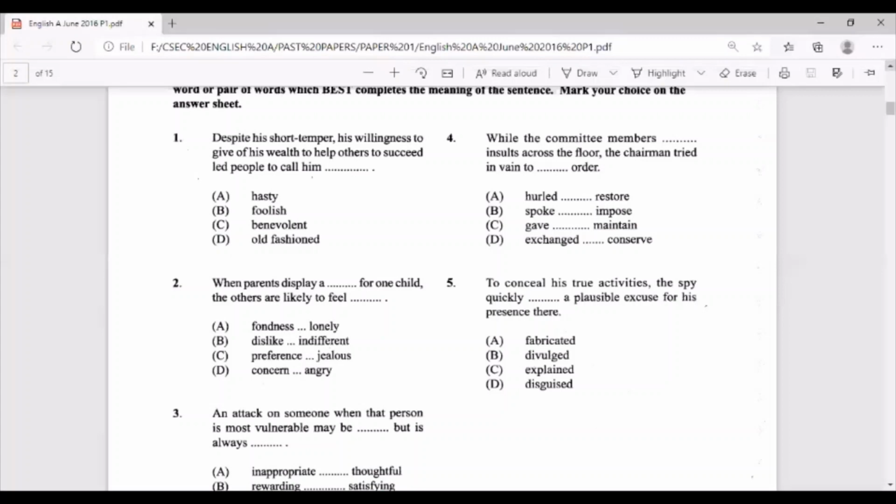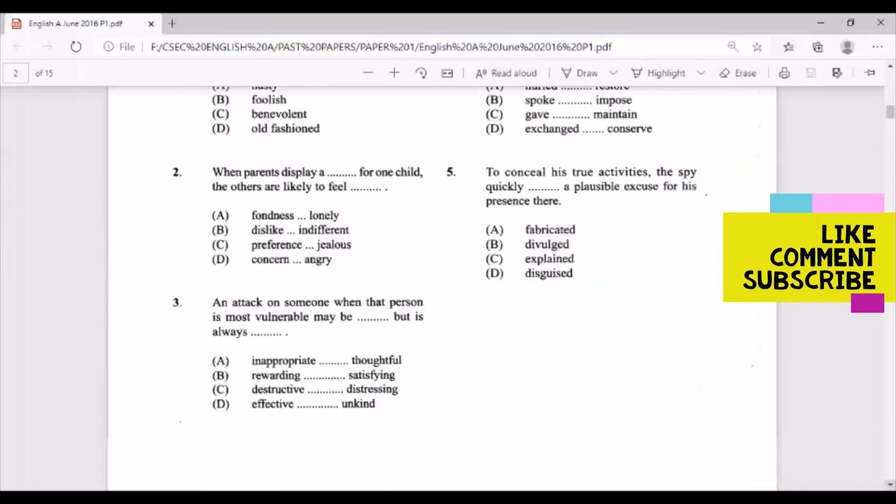Number 5, to conceal his true activities. And when we say conceal, we're talking about hiding. So he's trying to hide what he's really doing, his true activities. The spy quickly did what? In terms of a plausible excuse. And we make excuses. So what do you think would be the best word to show that this spy did something about an excuse, so that he can hide what he was really doing? He would have A, fabricated an excuse, meaning to make up an excuse. And there we have it. We have items 1 to 5.